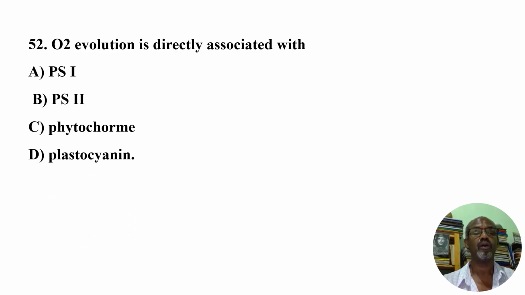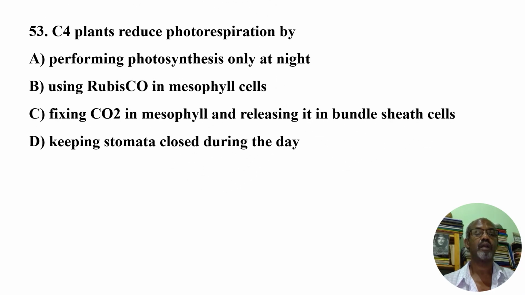Question 52. Oxygen evolution is directly associated with which photosystem? Photosystem 2. Next, C4 plants reduce photorespiration by performing photosynthesis only at night using rubisco in mesophyll cells? No. By fixing CO2 in mesophyll and releasing it in bundle sheath cells, of course. Spatial difference, yes. This is the answer.